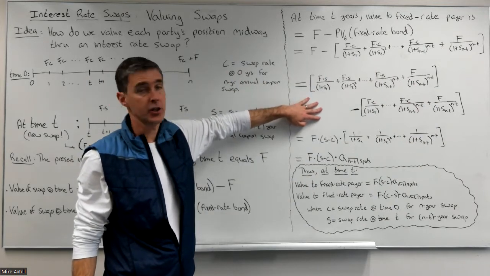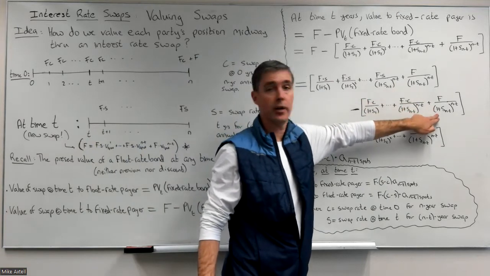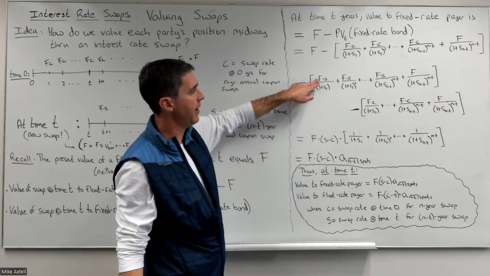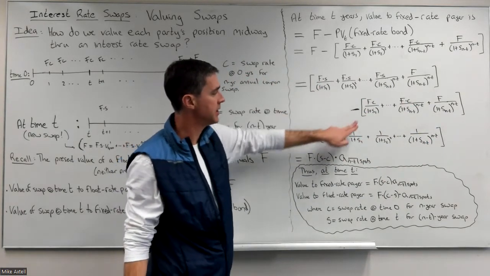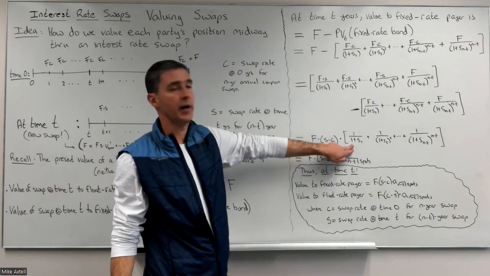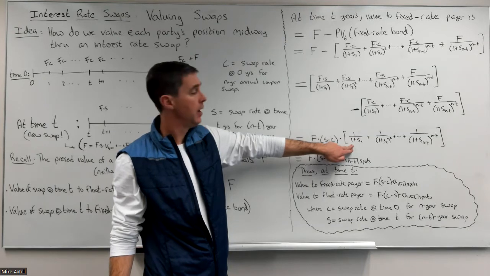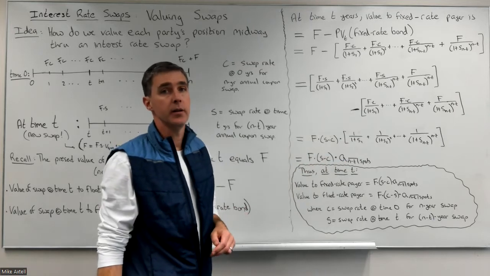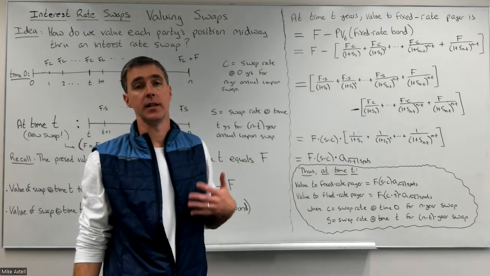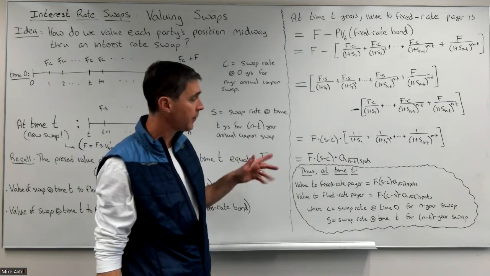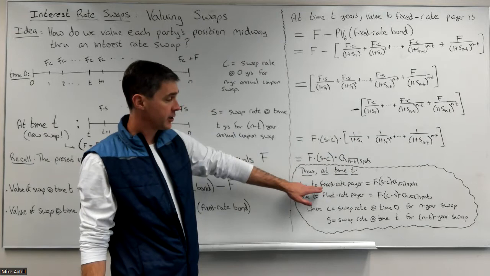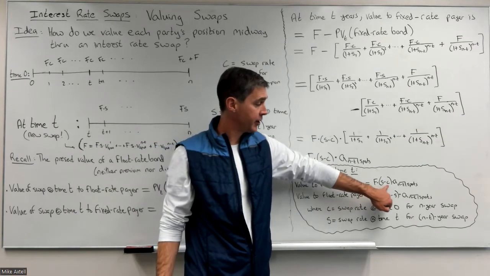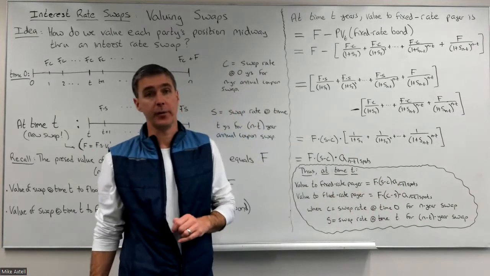Now, some good cancellation happens. The redemption payments knock each other out, as they always do. And then I can factor out an F and an S minus C, and I'm left with my denominators summed together. The sum of those denominators is simply the present value of an annuity immediate with N minus T payments using these spot rates to drag the money back. So in summary, the value to the fixed rate payer at time T is this expression: face value times new swap rate minus original swap rate times the present value of that annuity immediate.